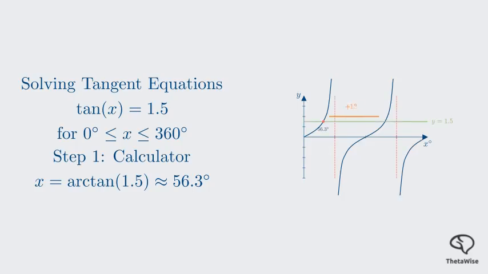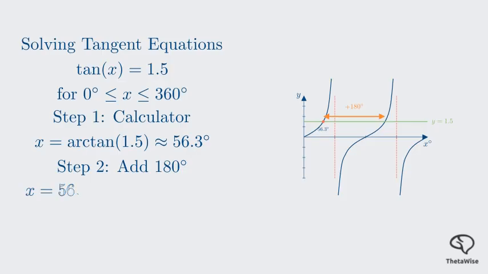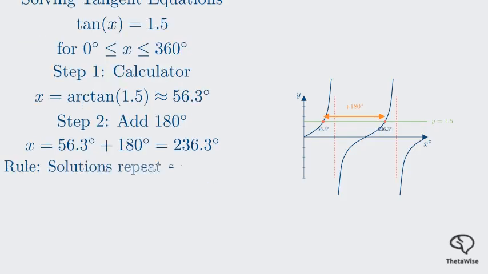Because the tangent function has a period of 180 degrees, the graph looks identical in the next section. To find the second solution, we simply add 180 degrees to our first answer. This gives us 236.3 degrees. If we tried to add another 180, we would get 416.3, which is outside our 0 to 360 range. So for tangent, the rule is easy. Just add or subtract 180 to find other solutions.